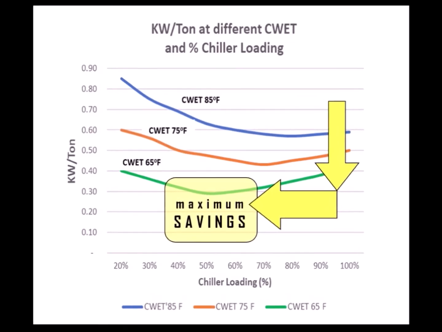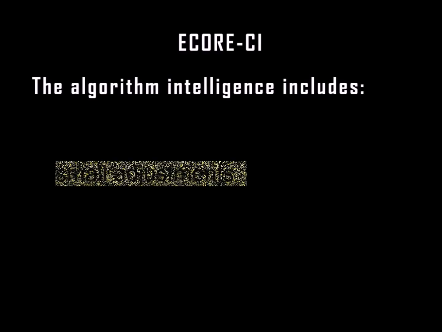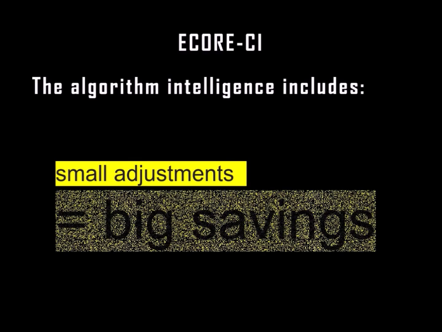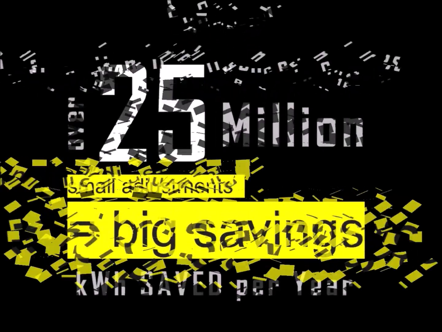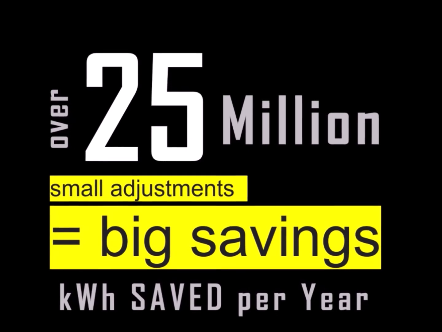This all adds up to maximum savings. The algorithm intelligence includes small adjustments for big savings, with over 25 million kilowatt hours saved per year.